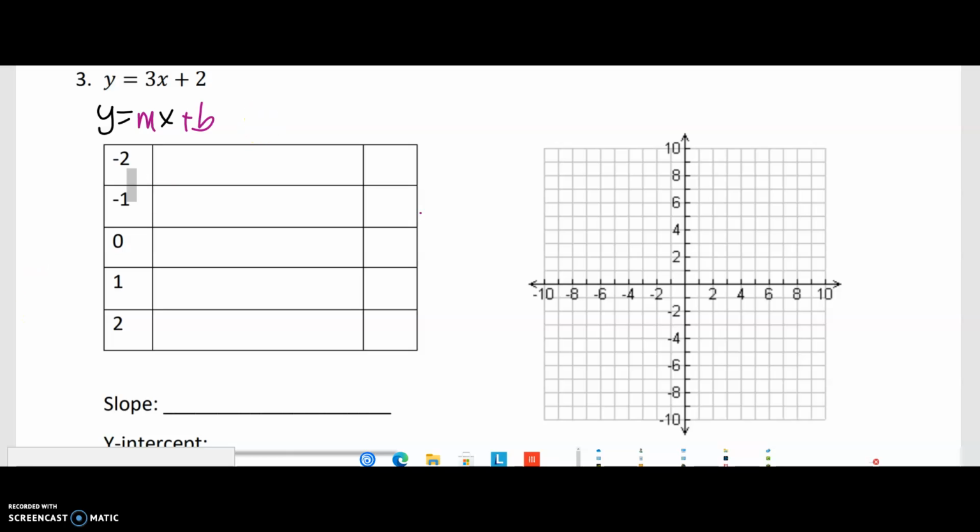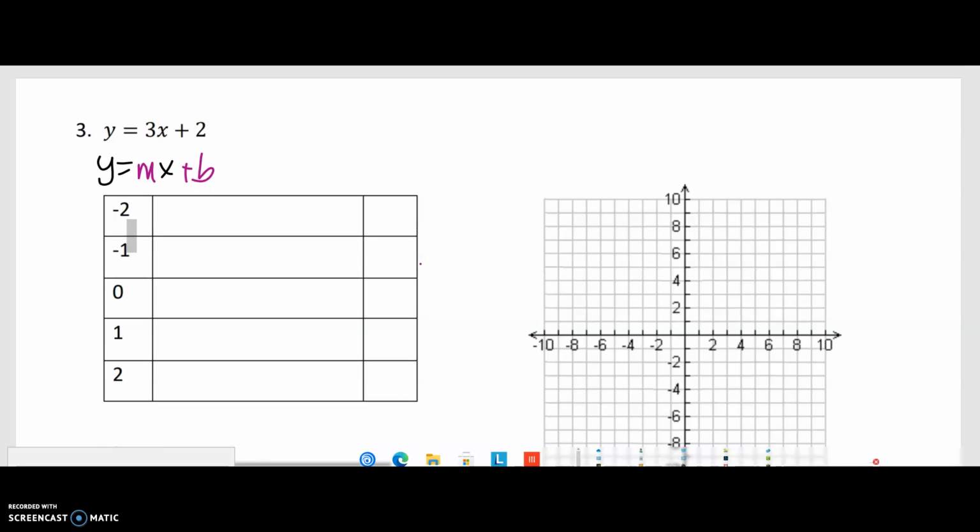So now let's look at another example that we have here. This is y equals 3x plus 2. Again, our slope is going to be your coefficient, whatever number you are multiplying in front of your x. So in this case, it's going to be 3. And then your y-intercept is your b. That's your constant, so it's whatever's being added or subtracted.